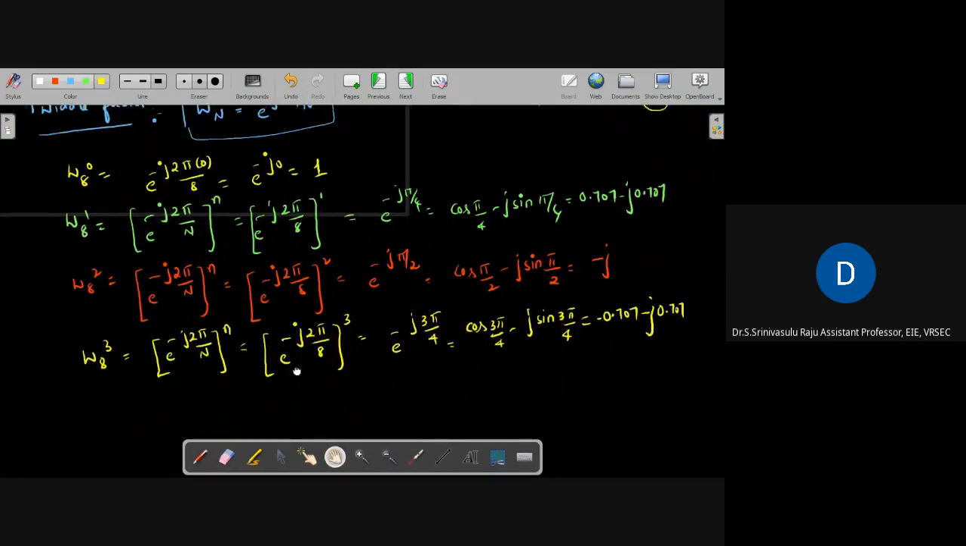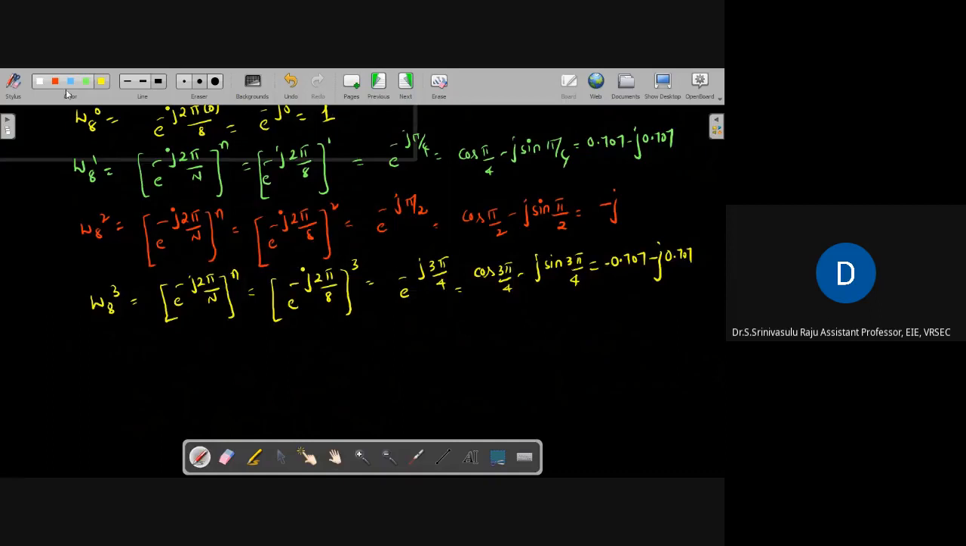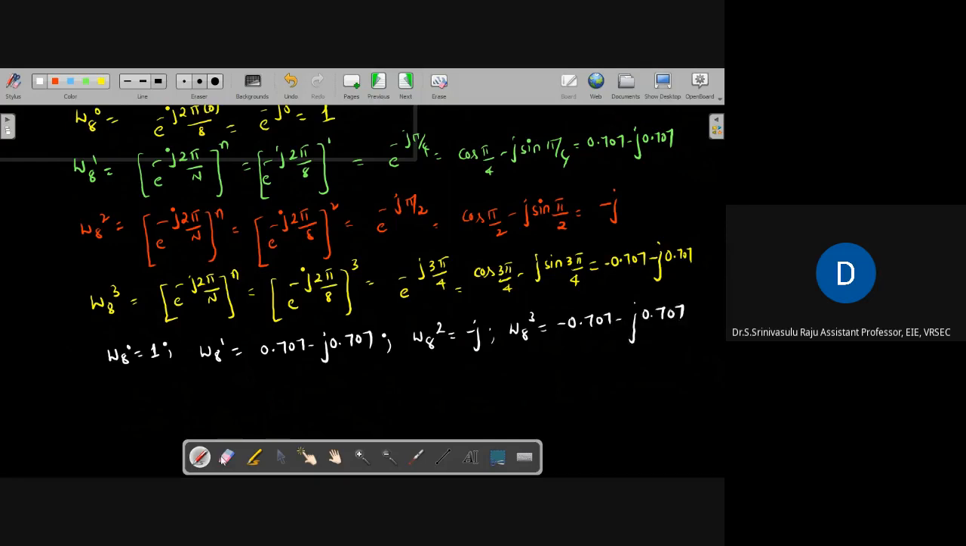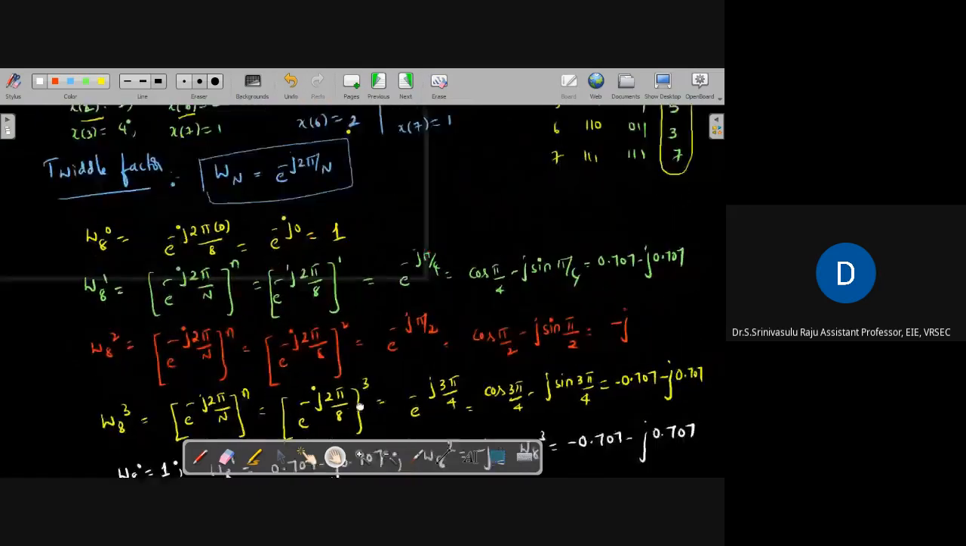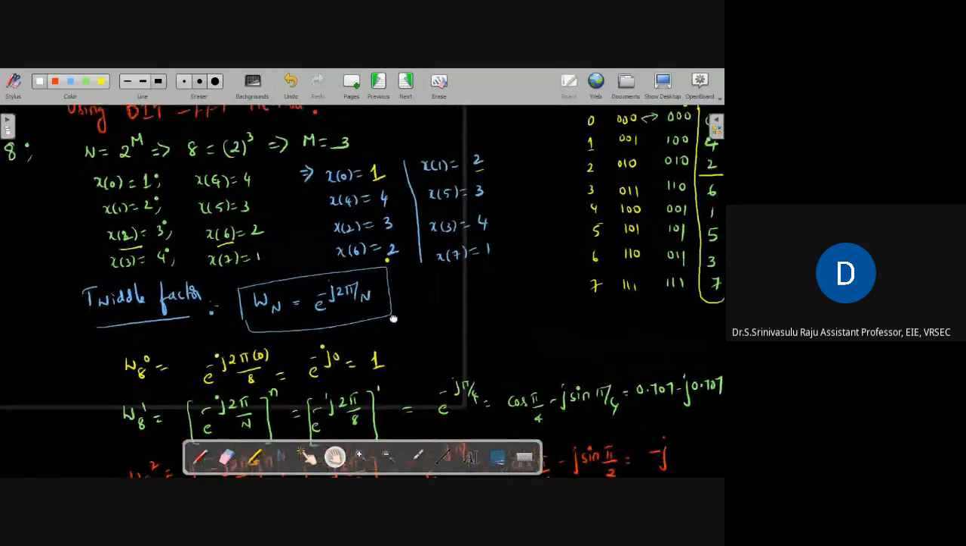Now we have these weighting values, so I am writing them once again. The twiddle factor values are: W8^0 is equal to 1, W8^1 is equal to 0.707 minus j 0.707, W8^2 is equal to minus j, and W8^3 is equal to minus 0.707 minus j 0.707. Is it clear? Till now we have found the values of the twiddle factors.